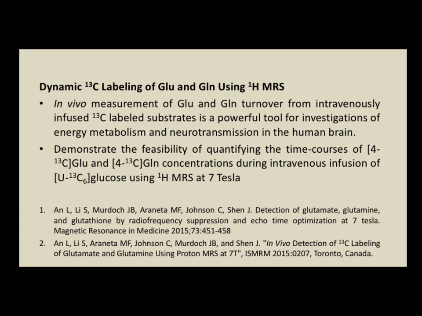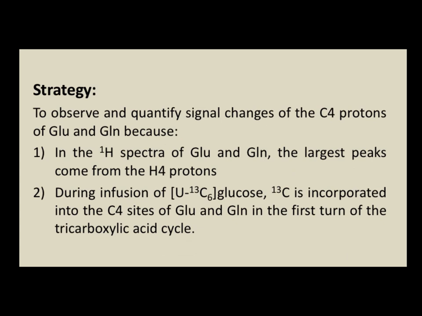So basically, when we give intravenously infused carbon-13 labeled glucose to the human body, there's no difference between carbon-13 glucose or carbon-12 glucose. Glucose is a source of energy. It will be quickly absorbed by the human body, and the carbon-13 can be transferred from glucose to glutamate, glutamine, and other metabolites. So we want to see the turnover of those carbon-13 from the glucose to glutamate and glutamine, if possible.